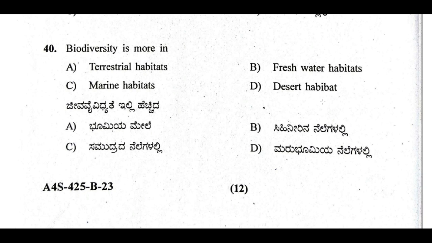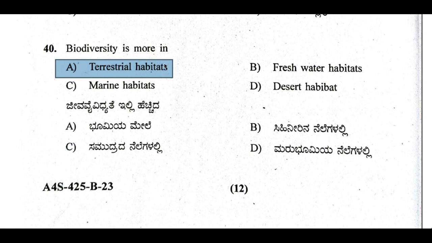Biodiversity is the abundance and amount of different species living in an ecosystem. The areas that have high terrestrial biodiversity have a large number and wide variety of species living on land. An example of an ecosystem with high terrestrial biodiversity is the tropical rainforest. So biodiversity is more in terrestrial habitats. Option A is the right answer.